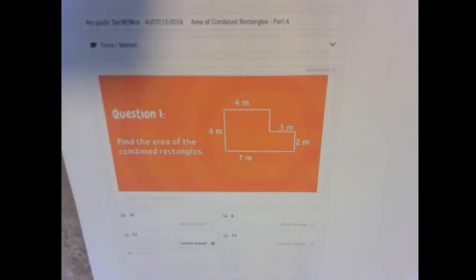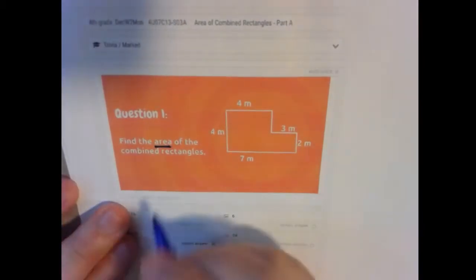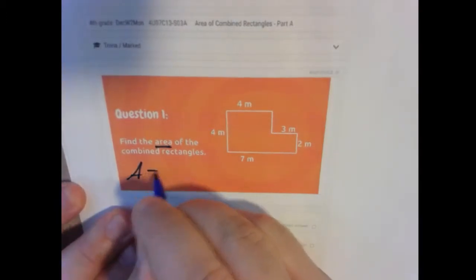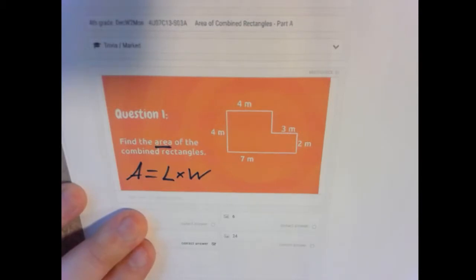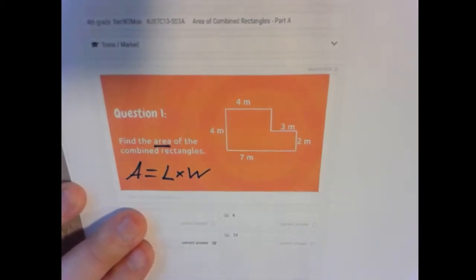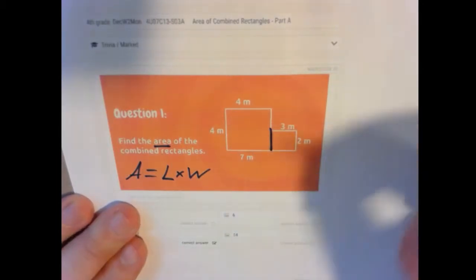Hello, today we are looking at the area of combined rectangles. So remember, area has a formula of length times width, or they say width times height sometimes. Basically we're taking the two dimensions and multiplying those.